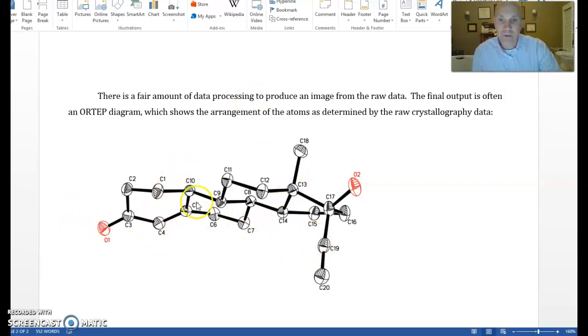So hopefully that helps you out. Again, X-ray crystallography is a fairly complex technique, but it is very powerful because it's really the only option that you would have in terms of giving a three-dimensional representation of atoms in space.